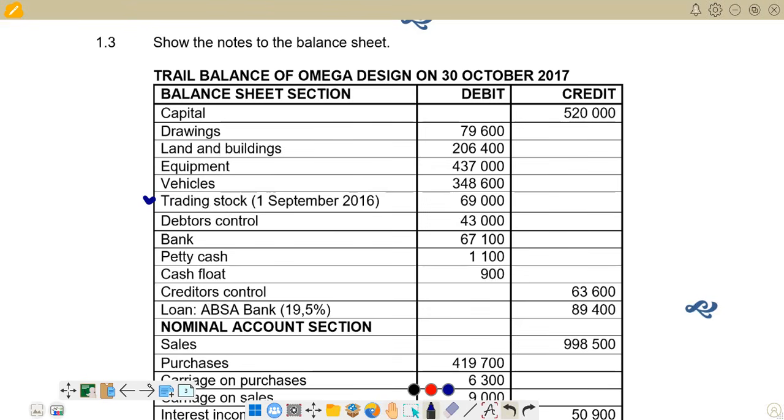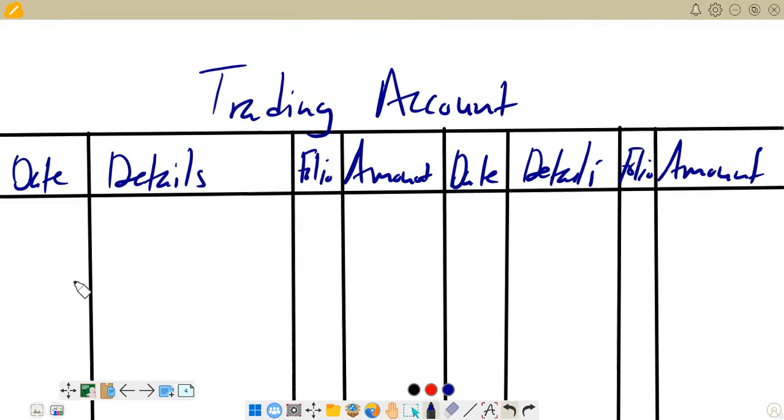Also we have to take note that in terms of the date, we have the date column here. The date that we put here is only one date, that is the date at the end of that financial year. Remember, the trading account is part of the income statement, which is the financial statement that is prepared at the end of the year. So whatever we enter in this trading account and in the profit and loss account, we are going to enter at the end of that year, which is 3rd October 2017. So this is what we have.